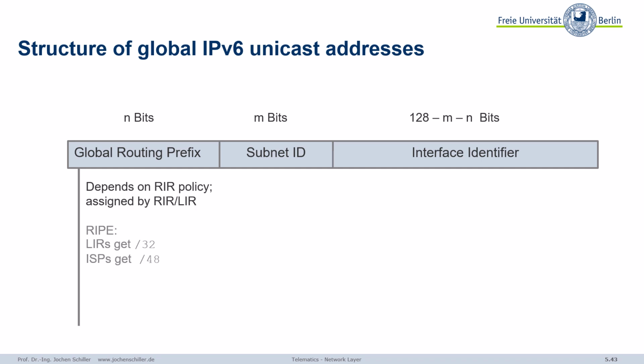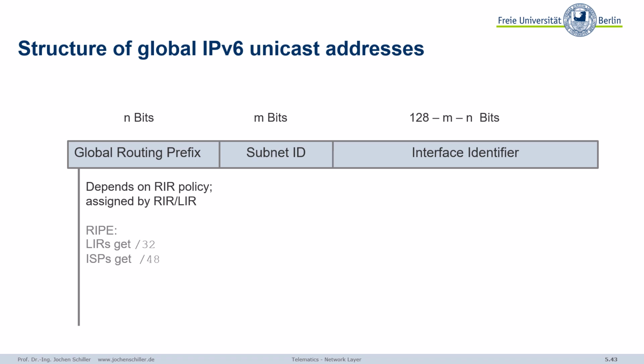So the global routing prefix now depends on the RIR or the local registries. Depending on where you get your address from, you will get what we call a /32 address. That gives you quite a lot of freedom, and certain ISPs get a /48 address. So this depends on what type of address the registries will give you. If you have such an address, this is the global routing prefix, and this is what the routers have to know in the internet.